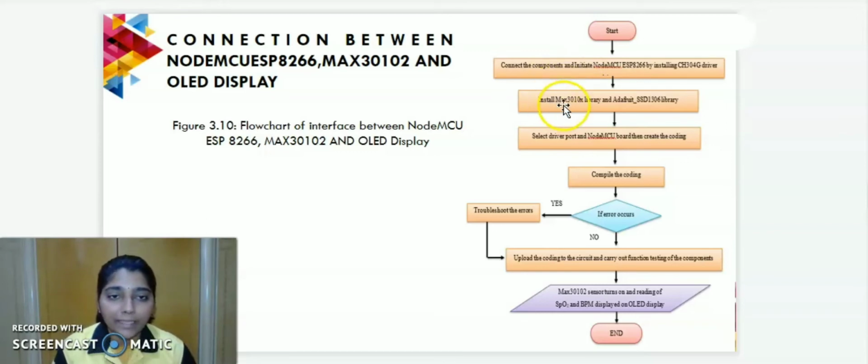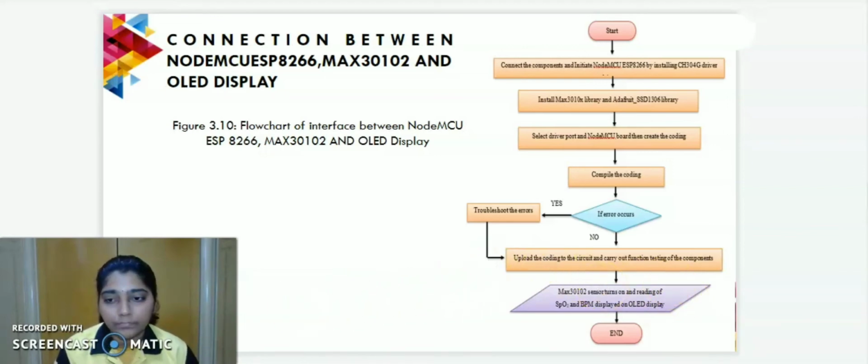Then I install the MAX3010X library and the Adafruit SSD1306 library in Arduino. Later on I select the driver port on the NodeMCU board, and then I create the coding. Once I compile the coding, if an error occurs, I have to troubleshoot the errors, and if the coding is fine, then I will upload the coding into the circuit and carry out the function testing of the components. Then the MAX30102 sensor turns on, and the reading of the SpO2 and BPM is displayed on the OLED display.